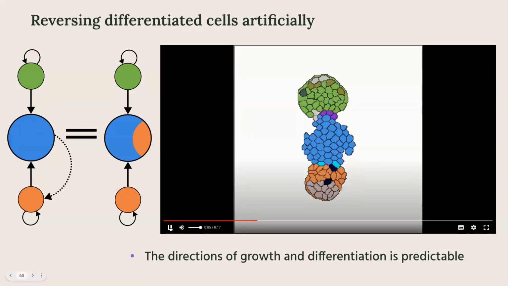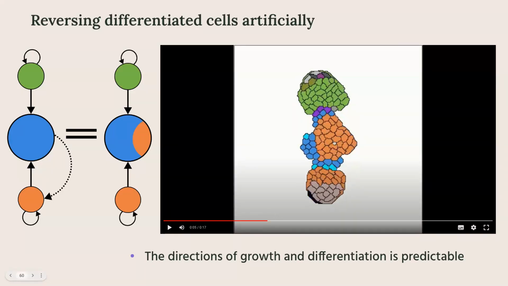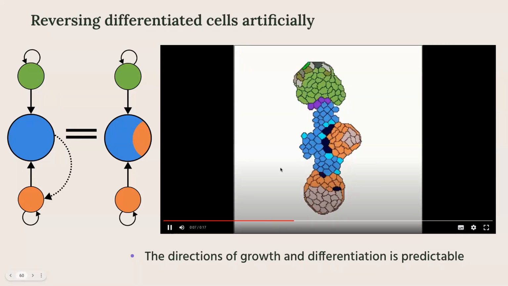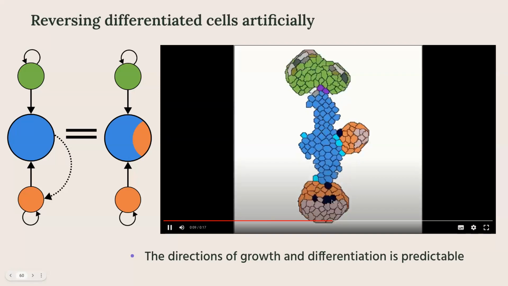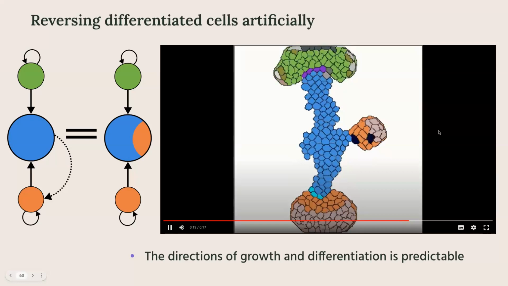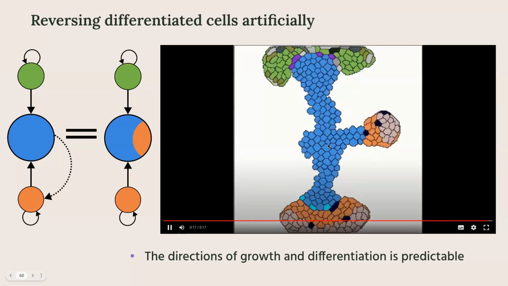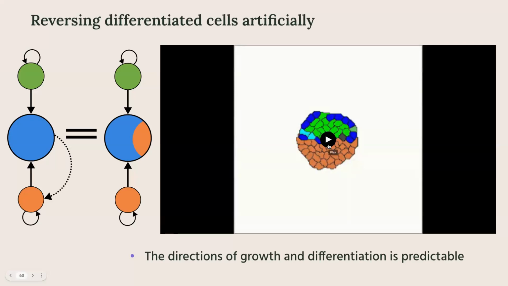Right here, you see I revert these differentiated cells back into orange stem cells. And if we watch what happens, they actually create a structure that resembles the nascent structure down the bottom here. They grow away from the organism and differentiate towards the organism. So there's clearly a predictable pattern of growth and differentiation occurring.